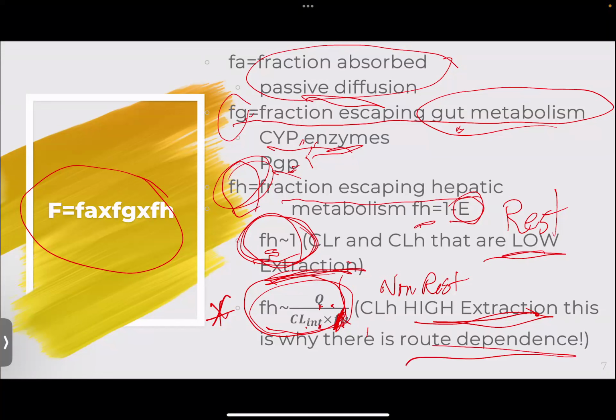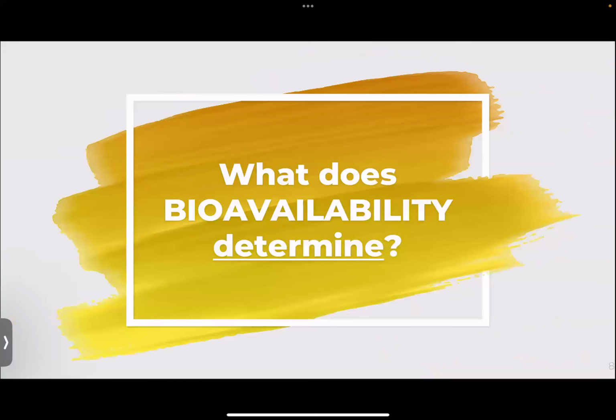And this is why there's route dependence, right? Where it depends whether it's given IV or PO. We'll see a big difference with high extraction versus low extraction in this case. What does bioavailability determine? Can you tell me that without going to the next slide?